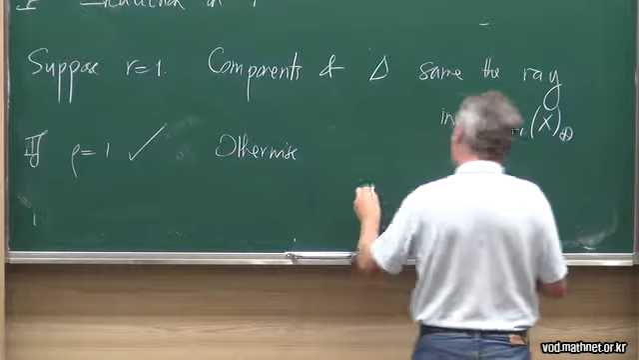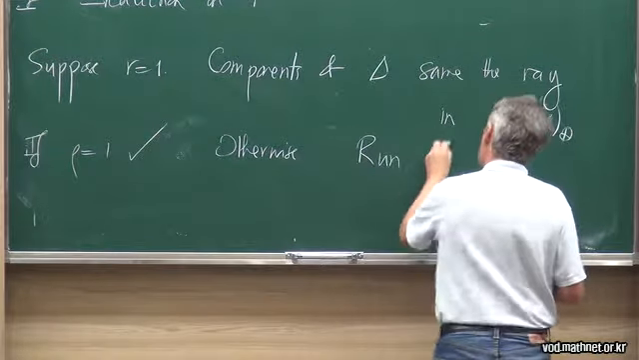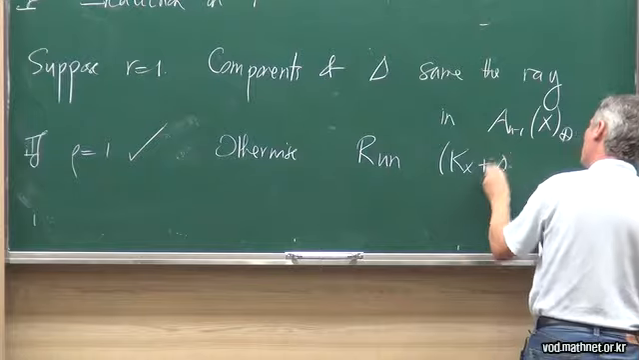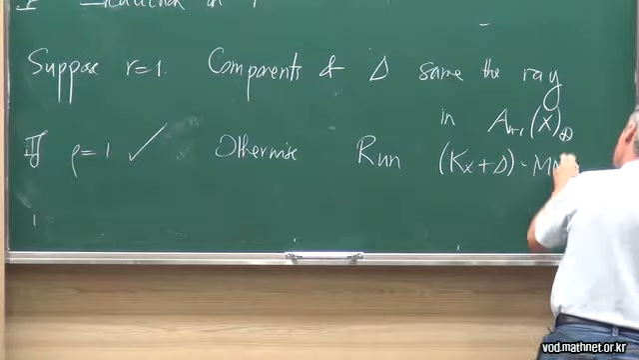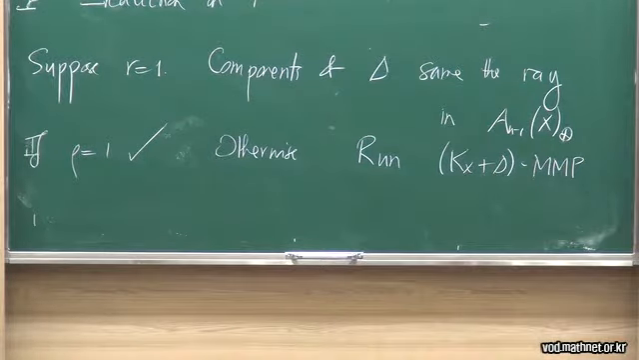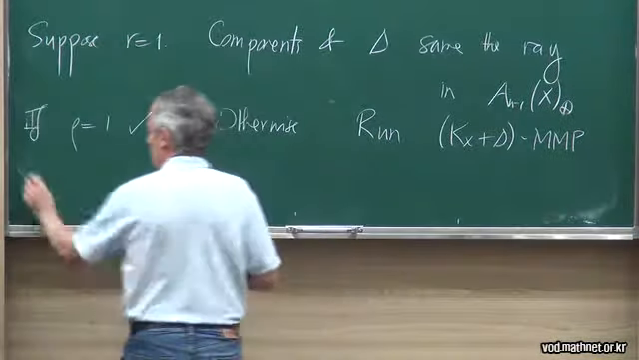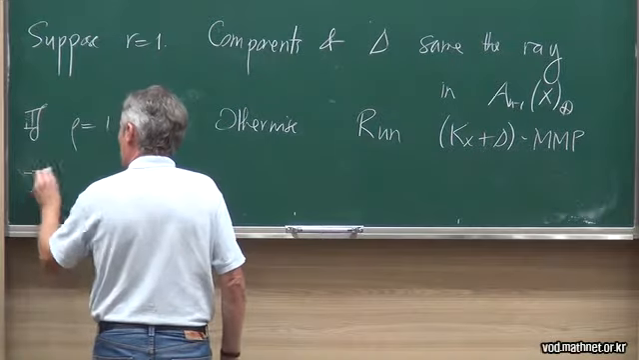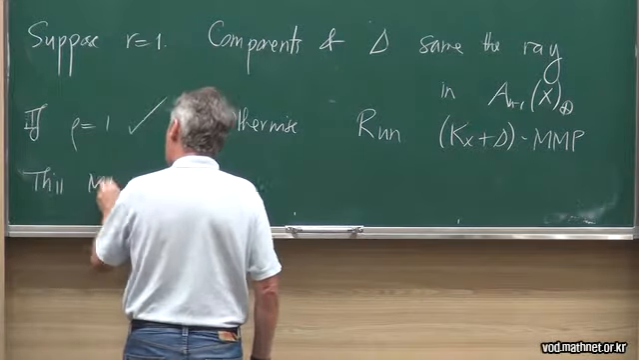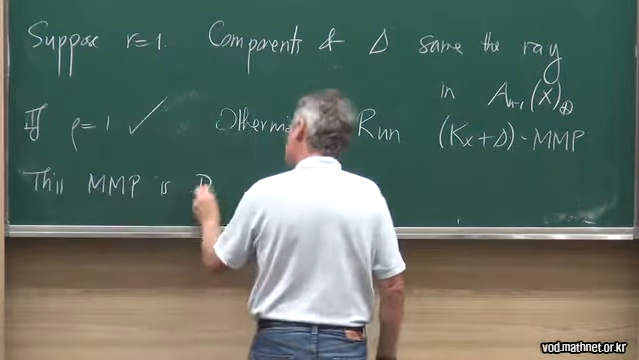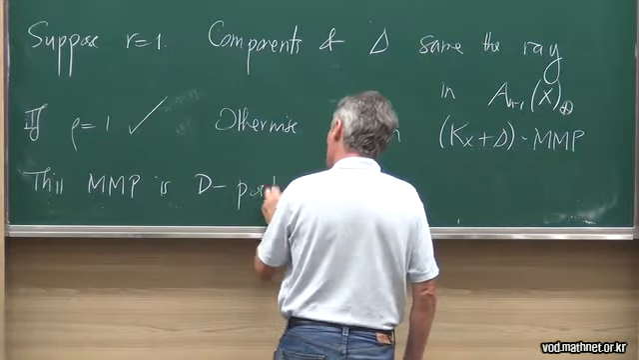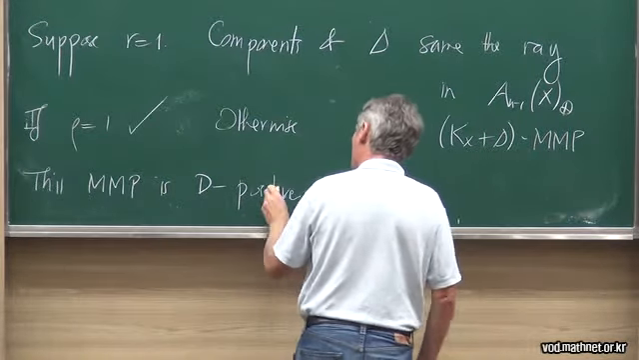Otherwise I want to get a contradiction. So otherwise we run the K_X plus delta MMP. See, that's not quite right. I mean, there's some twist here that I've forgotten. But the point is that this minimal model program is D positive. And that's what I don't remember.